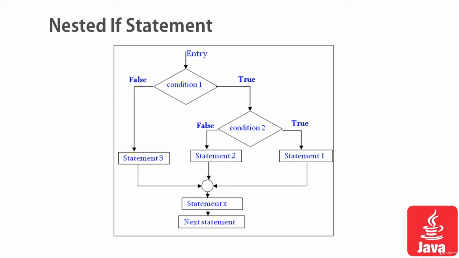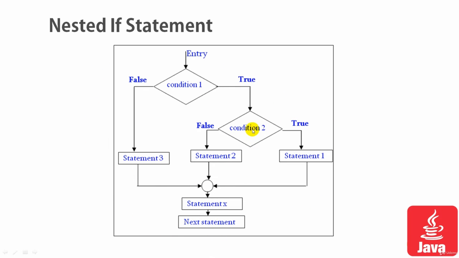Then we have a nested if statement. The nested if is an if condition within another if statement. So there is an entry to condition 1, the first condition, which is being checked. If the condition is true, then we move to the second condition. It will be checked. If the second condition is true, the statement for the second condition is executed and it will follow the next statement out of these condition checks.